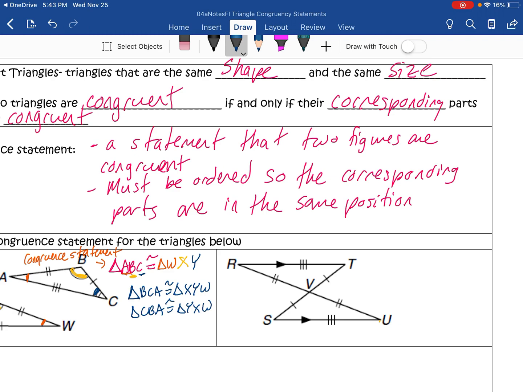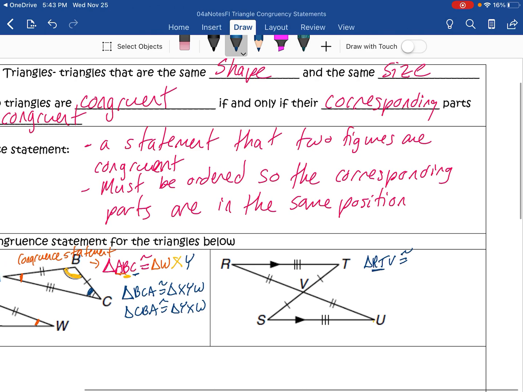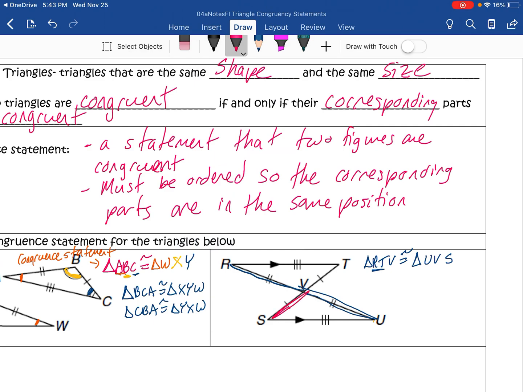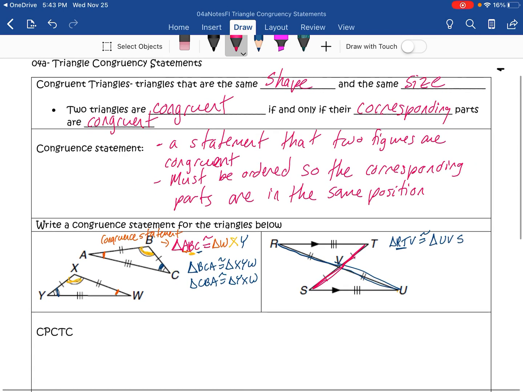triangle RTV would have to be congruent to, well, RT, this side here, is congruent to UV. Okay, so I know it's going to be triangle UV and then S. Okay, and I can tell, this side was congruent to this side, so yep, and then VS. And so that's just a statement of congruence.